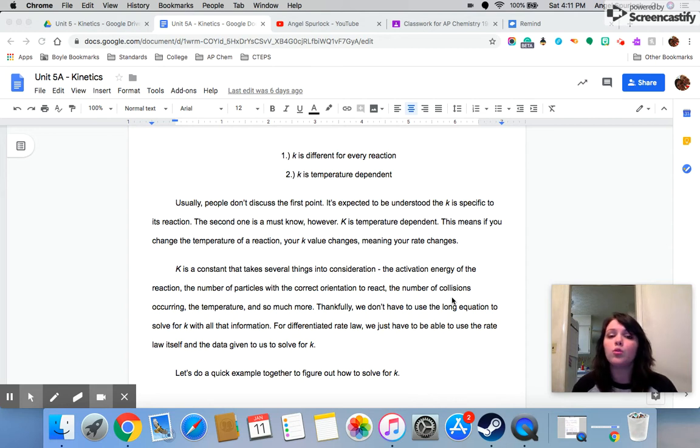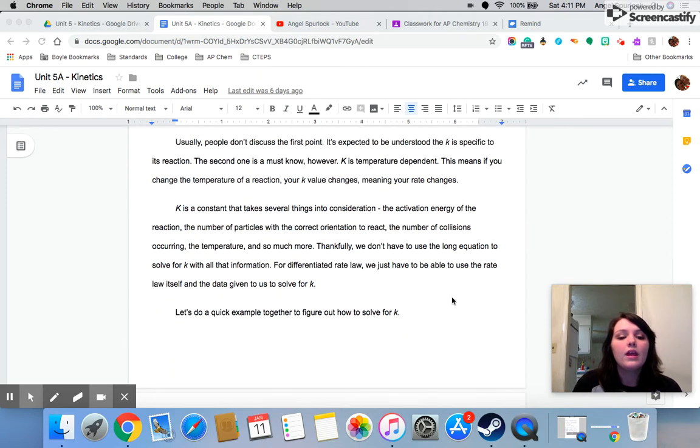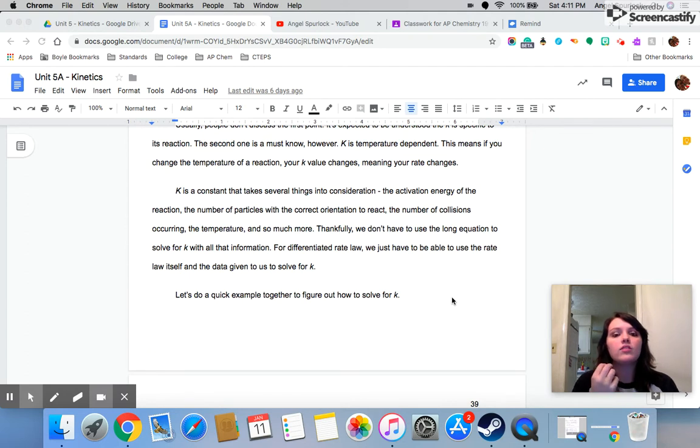So even if we're looking at the same reaction, if it's occurring at two different temperatures, the k values for each of those reactions is going to be different, okay? So k is temperature dependent. The k constant takes a lot of things into consideration. It takes in the activation energy of the reaction. It talks about the number of particles with the correct orientation to react, the number of collisions occurring, the temperature, and so much more. There's a super long equation to solve for k with all of that information that we're not going to have to do.